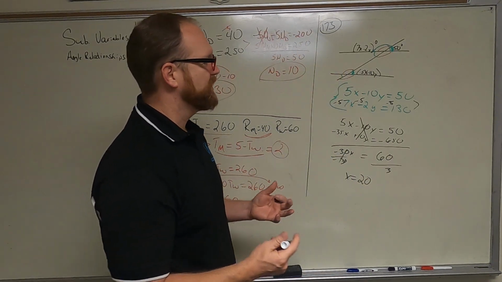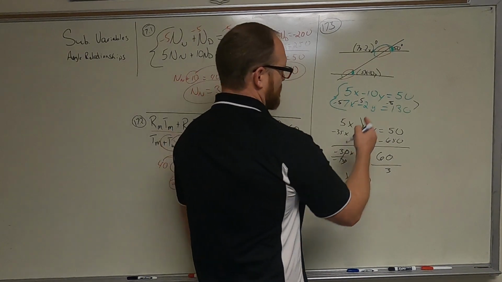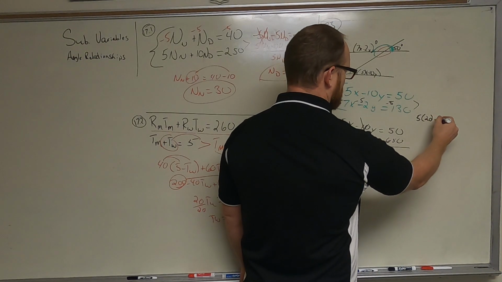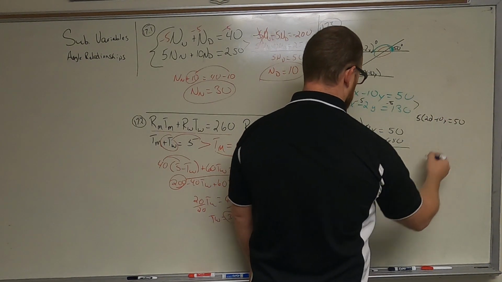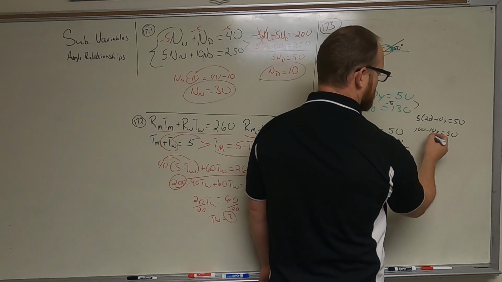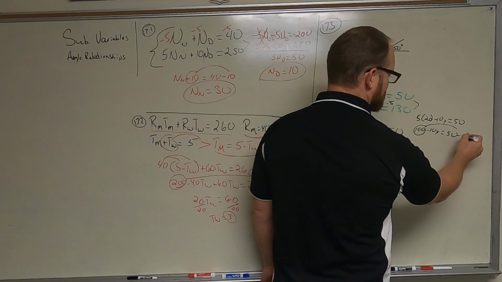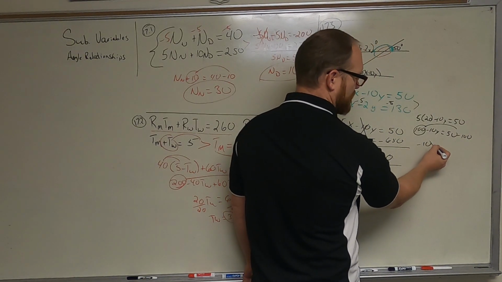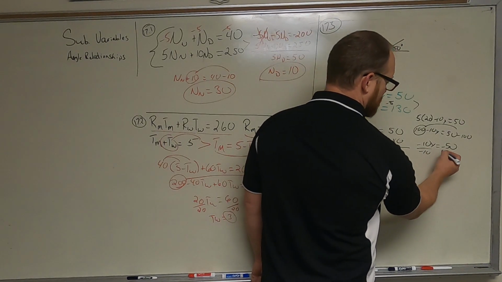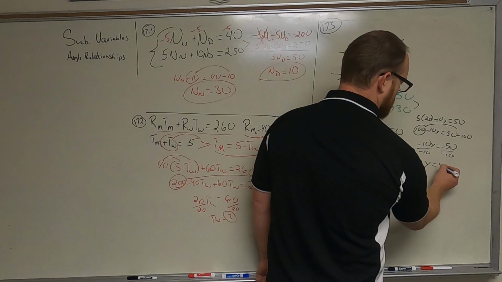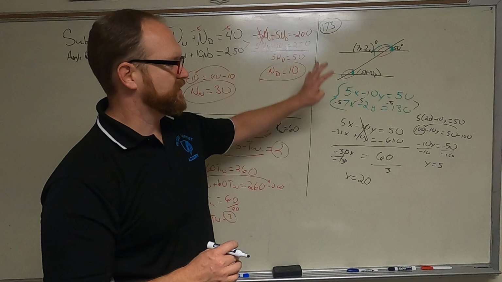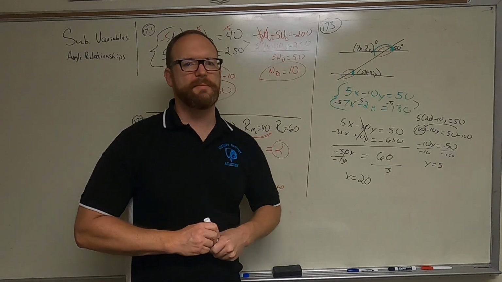And if x is 20, how does that help us? Well, we can plug it back into one of our equations, maybe this one up here. 5 times 20 minus 10y equals 50. And we could say 100 minus 10y equals 50. Get this 100 up here, change sides, change signs. Negative 10y equals negative 50. Divide by negative 10 on both sides. Y equals 5.